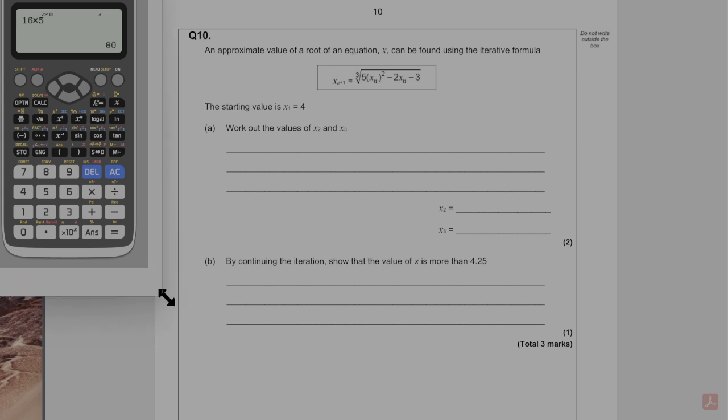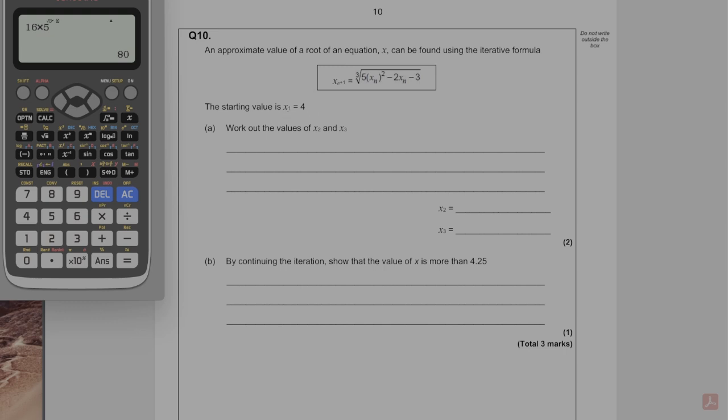A nice straightforward way of doing this on my calculator is to start by putting your first term in. Now wherever I've got an xn, I'm going to type in answer. And then that will take whatever value I've got and put it into the equation. So I can type it in just like this. I want the cube root of 5 times my answer squared minus 2 times my answer minus 3. Just double checking that everything I've typed in is okay.